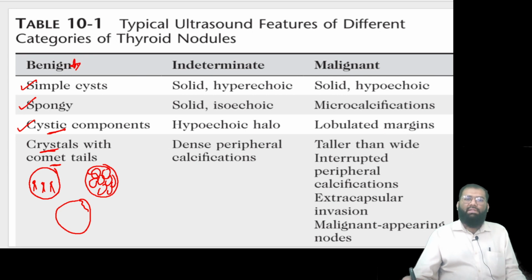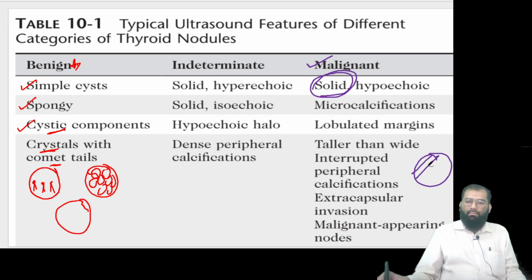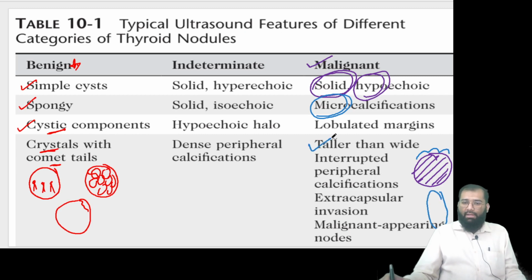Now after this we'll see all features of malignant lesions. So when it comes to malignant, solid, very important feature. So if the lesion is completely solid, if it is hypoechoic, very important. If it has microcalcification, very important. Lobulated margin, taller than wider, and microcalcification, interrupted peripheral calcification.